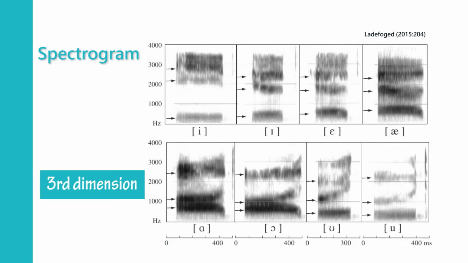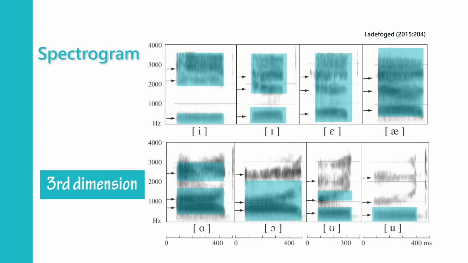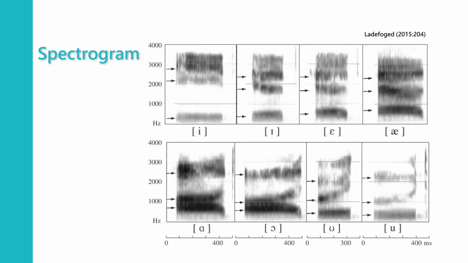There's a third dimension to this spectrogram, which has nothing to do directly with the horizontal or vertical axis, but has to do with the degree of darkness of the spectrogram. Certain areas of these spectrograms are darker than others. For example, for the vowel U, the intensity of darkness is much less than for the vowel A, as in had. So this intensity is also important, which gives a third dimension.